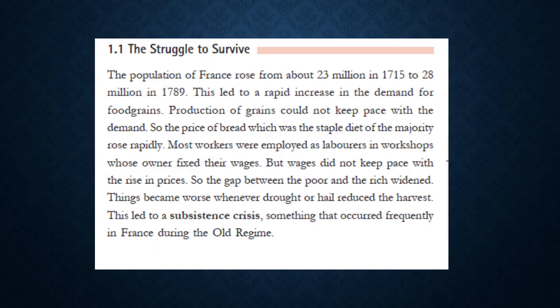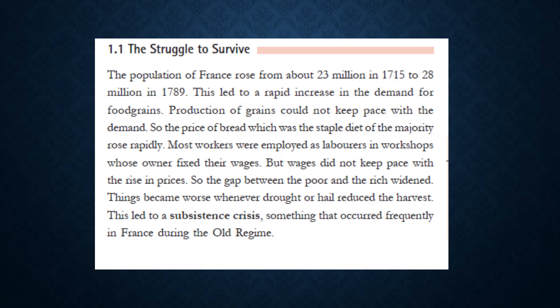The population of France rose from about 23 million in 1715 to 28 million in 1789. This led to a rapid increase in the demand for food grains. Production of grains could not keep pace with the demand. So the price of bread, which was a staple diet of the majority, rose rapidly. Most workers were employed as laborers in workshops whose owner fixed their wages. But wages did not keep pace with the rise in prices, so the gap between the poor and the rich widened. Things became worse whenever drought or hail reduced the harvest. This led to a subsistence crisis, something that occurred frequently in France during the old regime.